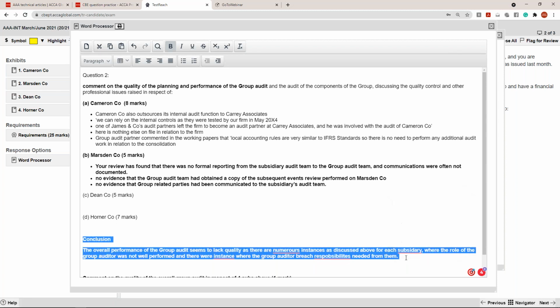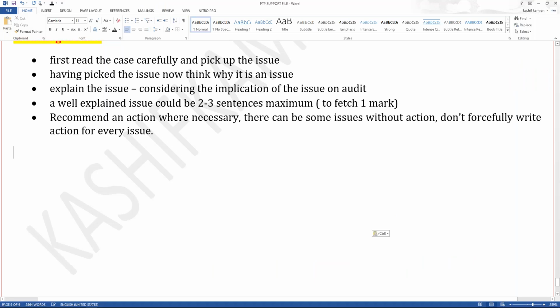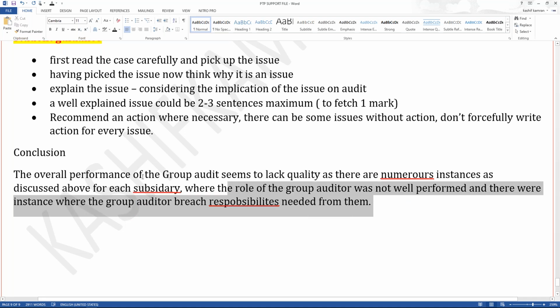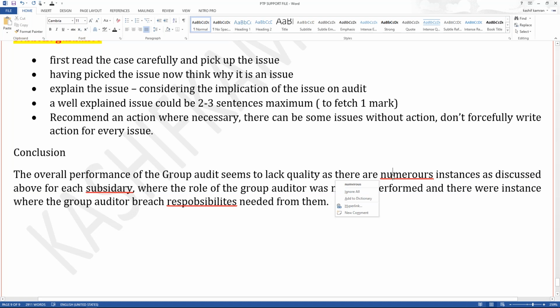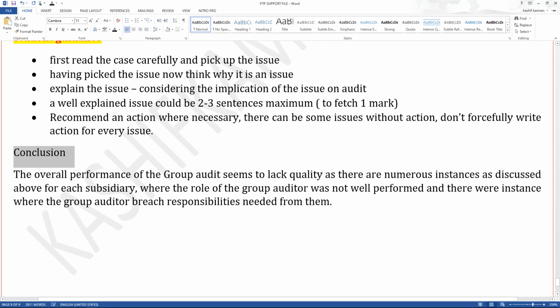So you copy this conclusion and you take it to your Word file, and see, this is the conclusion at the end of the answer. The spellings and grammars are not checked, so don't be worried about it. If you make a spelling mistake, no need to correct it. Obviously, I can correct it in the session, but that's not your responsibility in the exam paper. So can you find this conclusion?